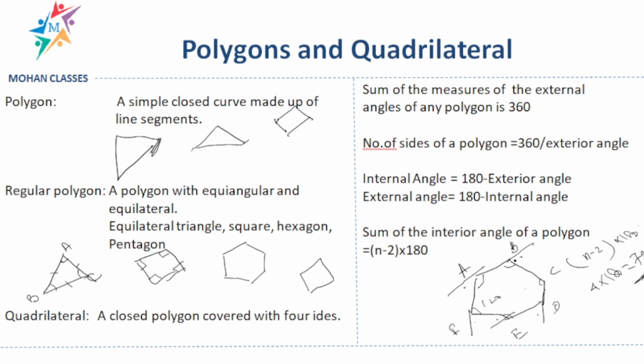So what about the external angle of a hexagon? It is 60 degrees. How are we getting it? 180 minus 120 will get 60.